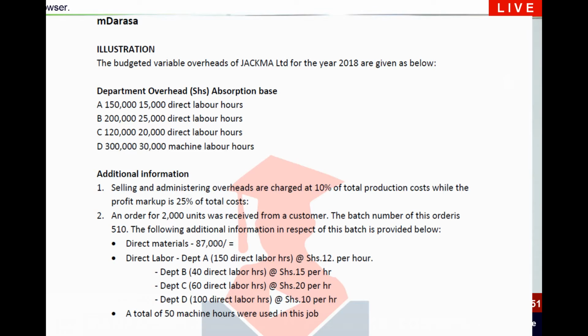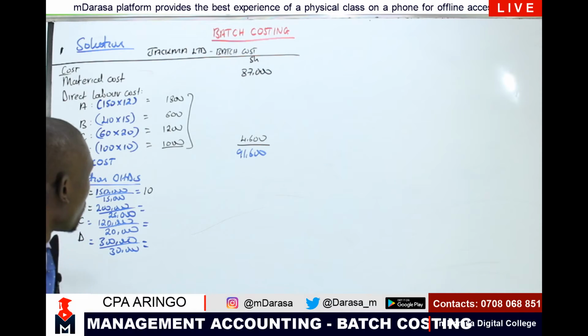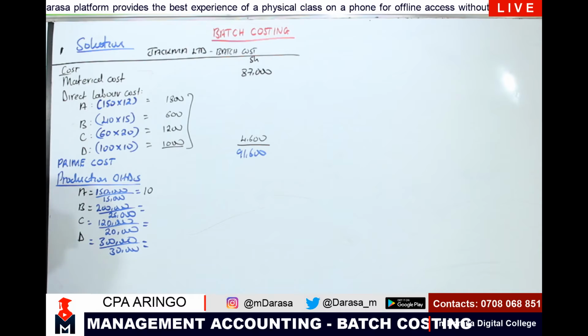So to start with department A, we are told that the total department overhead is 150,000. But in this case, we are told that the absorption base was direct labor hours. So given such a question, my good student, where are you going to start from? I'm given the production overheads and I'm also given our base. That should take us to the concept of overhead absorption rate. What would be our overhead absorption rate?